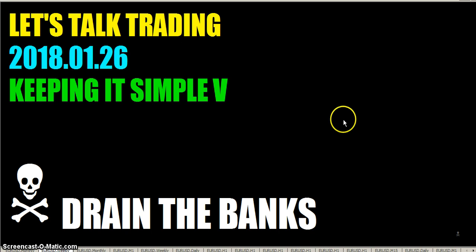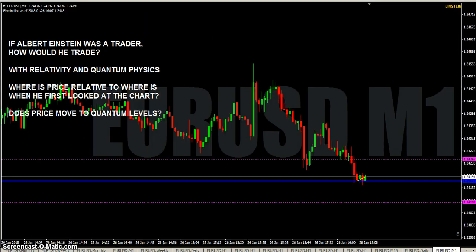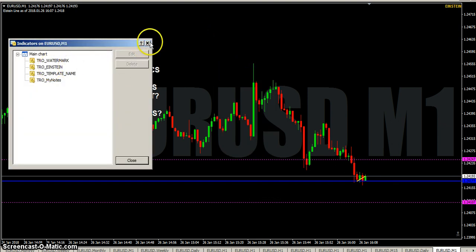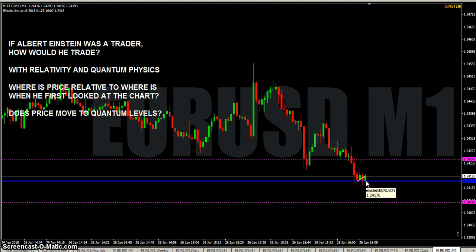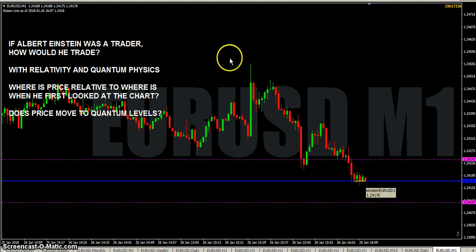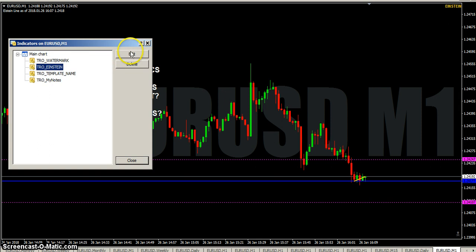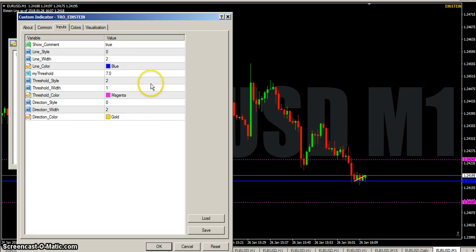So that being said, I want to bring up an indicator that I wrote. I call it TRO Einstein. And it's really simple. This blue line right here, that's the price when you first put the indicator on the chart. Then you can put a threshold, a plus or minus. So this line is 7 pips above, and this line is 7 pips below.